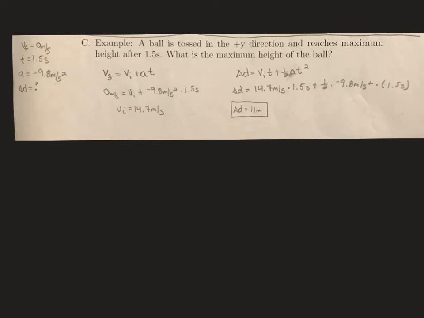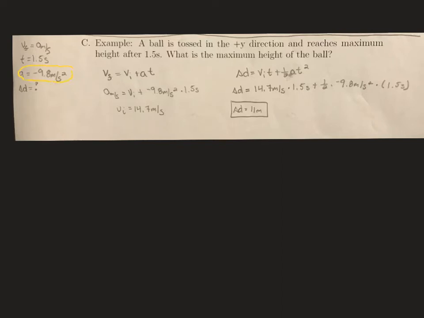In this example, we have a ball that is tossed in the positive y direction and reaches a maximum height after 1.5 seconds. What is the maximum height of the ball? Alright, so we have a ball tossed in the positive y direction, and there's no rocket engines attached, which tells us that we're in a free fall problem.